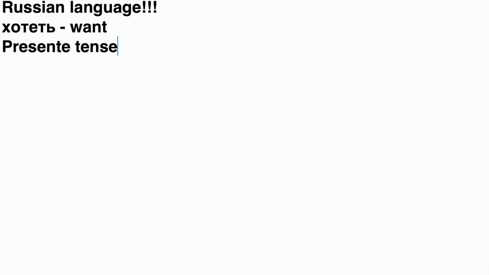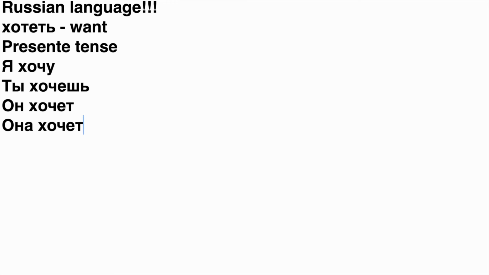Present tense. So, how do native Russian speakers use this verb in the present tense? For example, I want. How do we translate this phrase into Russian? I want. Я хочу. You want. Ты хочешь. He wants. Он хочет. She wants. Она хочет. And they want. Они хотят.